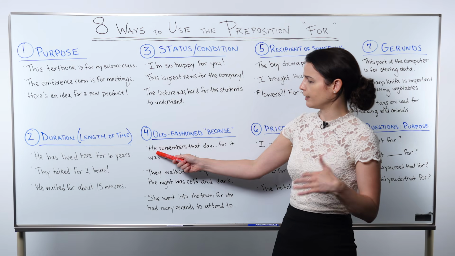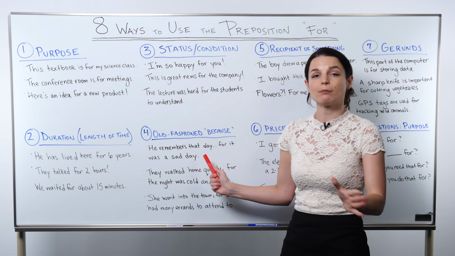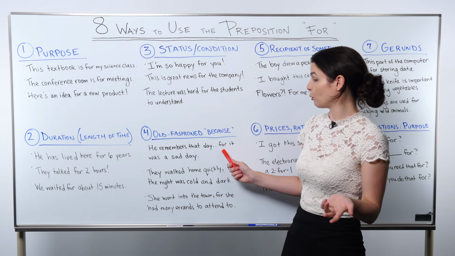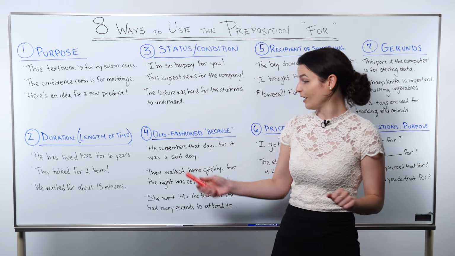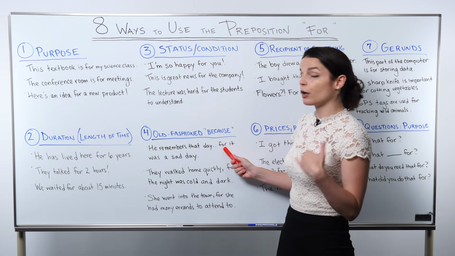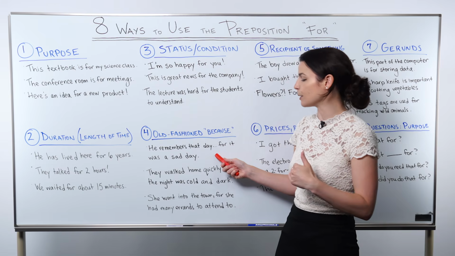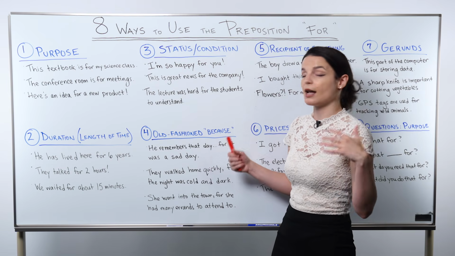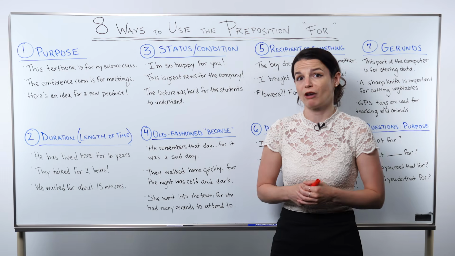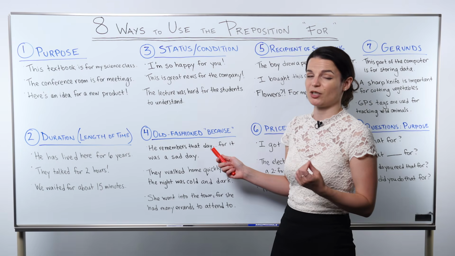So first one is a sad one. He remembers that day, for it was a sad day. In this sentence, we can replace "for" with "because," and the sentence stays the same. He remembers that day because it was a sad day. Okay, so here, "for" 100% replaces "because," but the difference is that this sentence sounds much more old-fashioned. We would not say this sentence in everyday communication now unless we want to express a kind of old-fashioned or maybe very dramatic feel. So this is 100% the same meaning, but just sounds older.